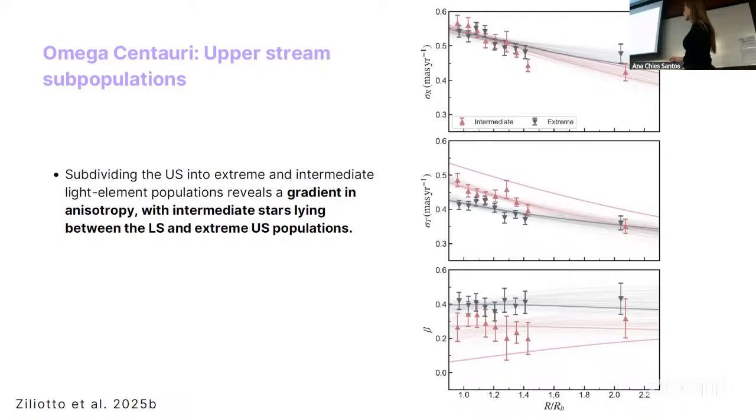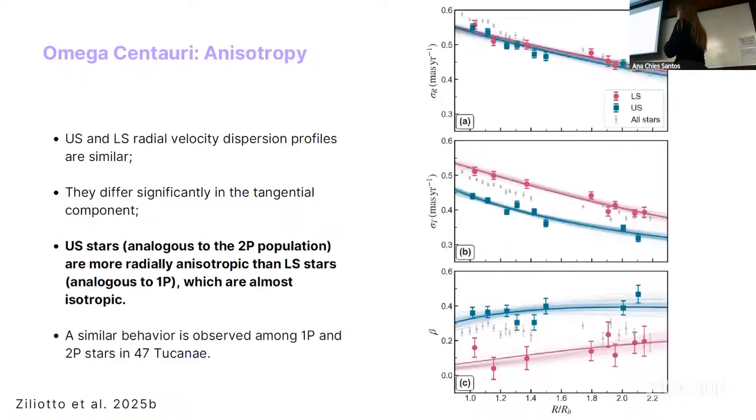We have lower stream stars, analogous to first population stars, being the ones closer to isotropy. Then we have the intermediate population, which also presents intermediate values of anisotropy, and the uppermost, which is the most radially anisotropic. So this is also suggesting a gradient in the central concentrations of these stars.